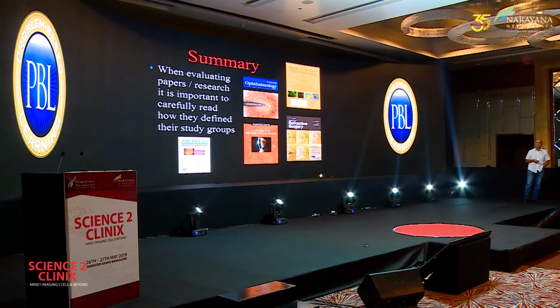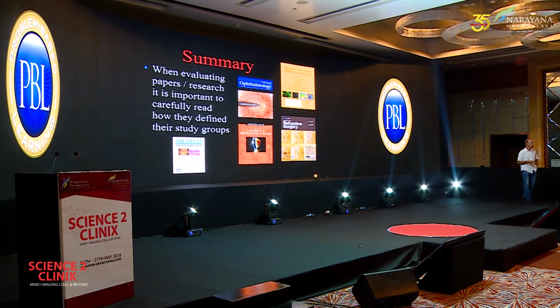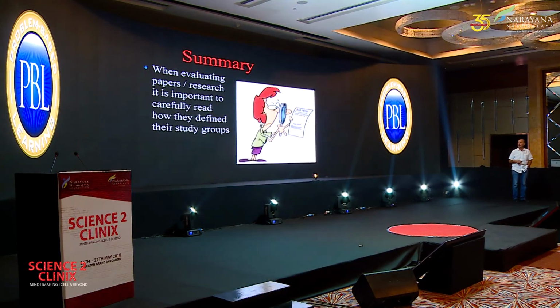So in summary, when evaluating papers and research, even though they go in the journals we think are valid, be really careful when you read, and be really careful how they define the study groups, because that's often the thing we go over last. We read the introduction, we read the abstract, we read the discussion, and we never pay attention to how they're defining their study groups. And most of the time, that invalidates a lot of the studies. So again, real important to read the fine print.